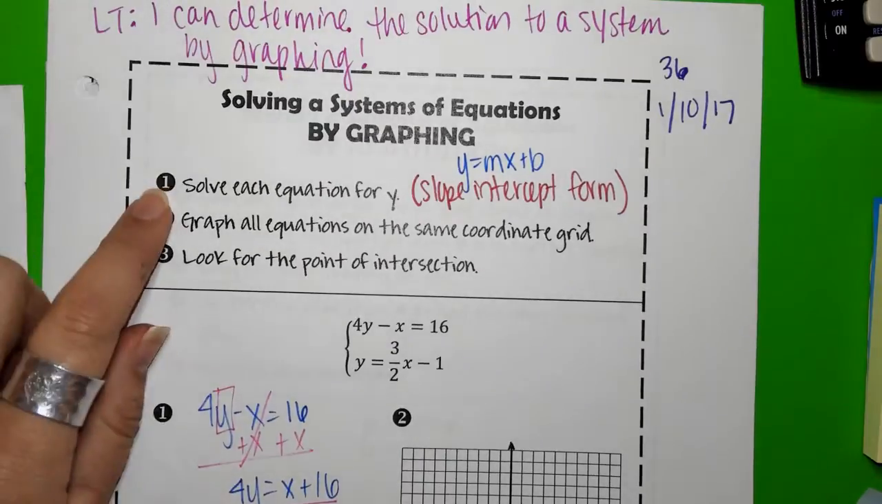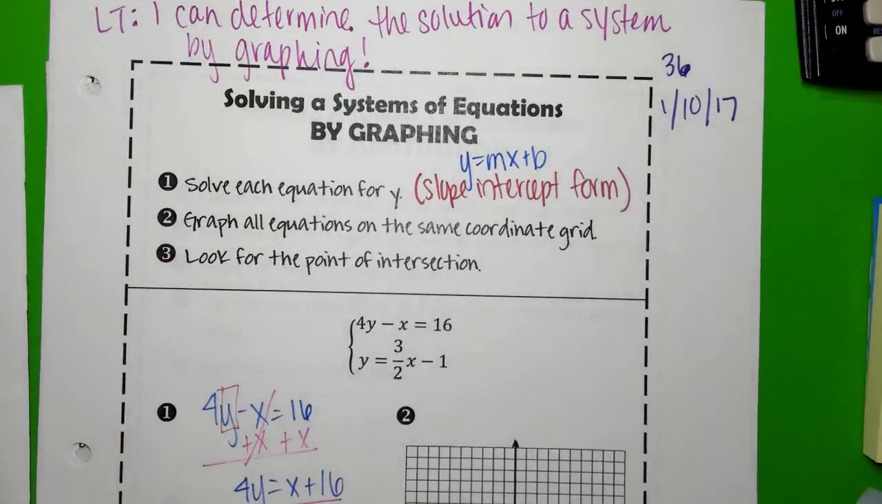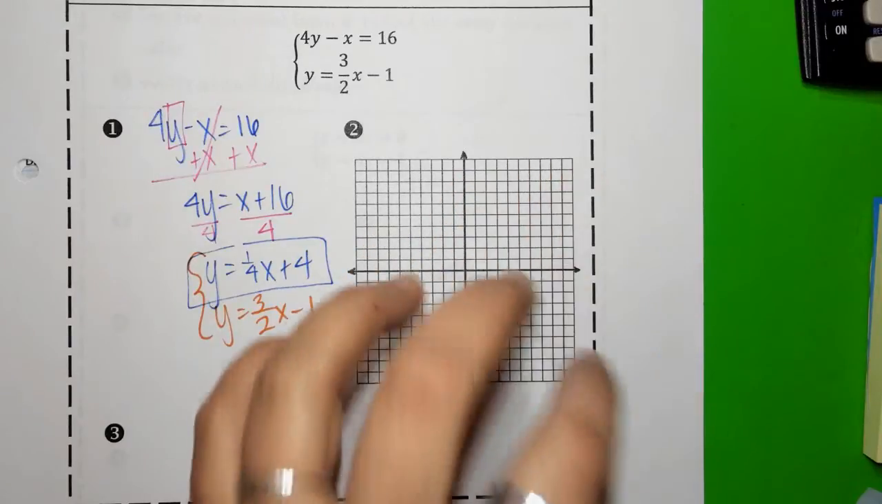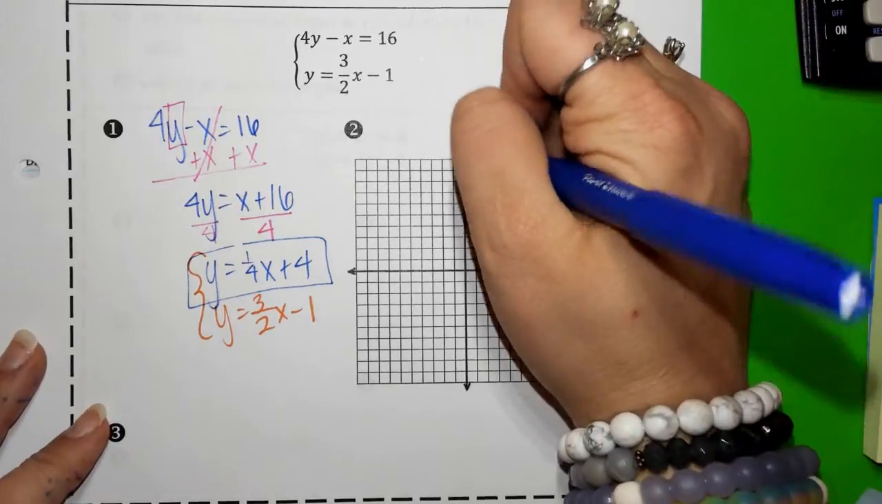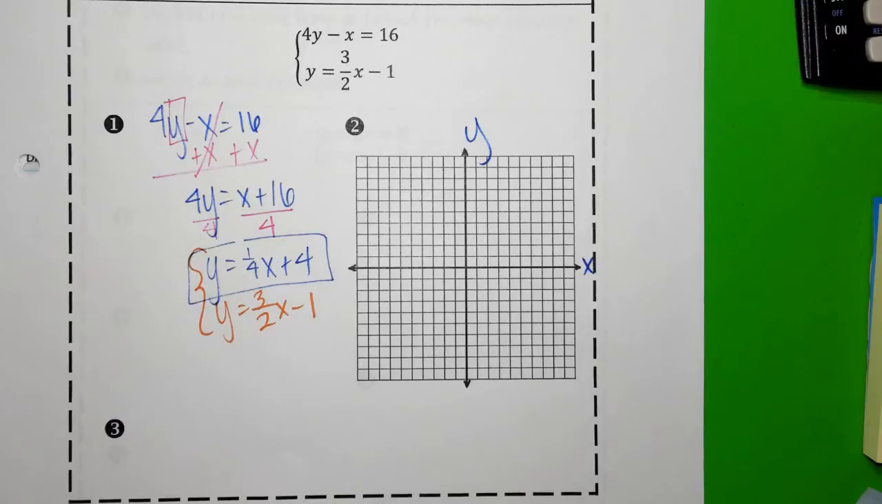All right, so step 1 says to solve each equation for y. What does step 2 tell us to do? Graph all equations in the same coordinate plane. So we are graphing this. Now you graph it on the same one. If you graph it on two different ones, they won't cross. The whole point is to find the intersection, to find where they meet. So let's call this X. Let's call this Y. And I'm going to graph my 1/4 x plus 4.